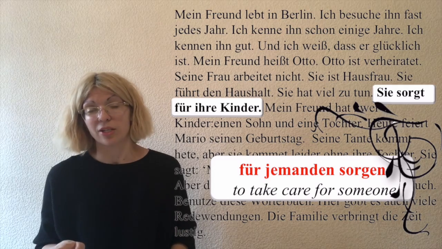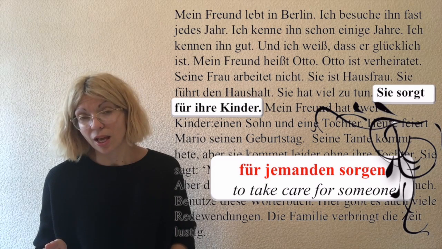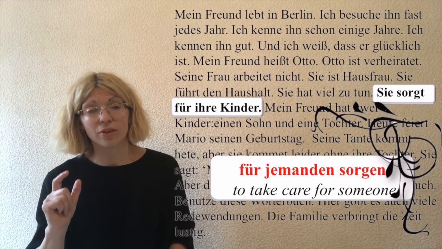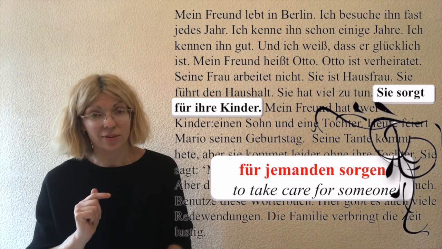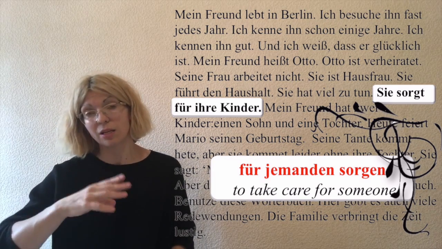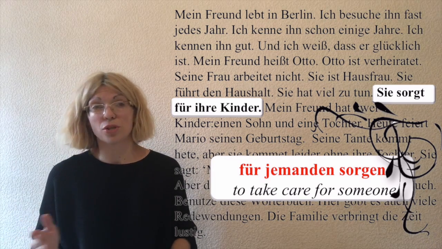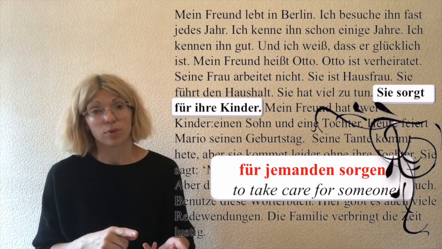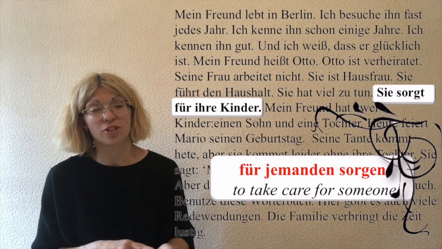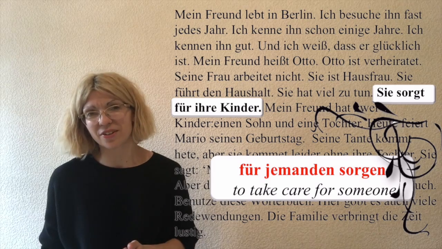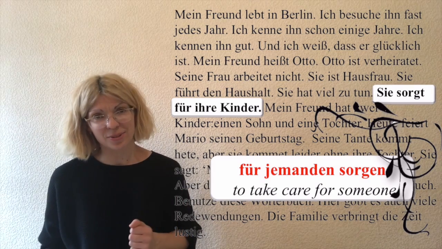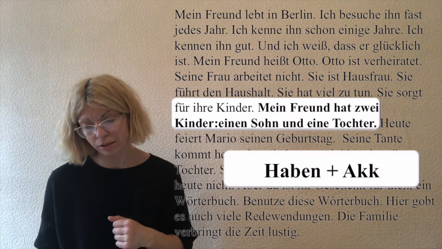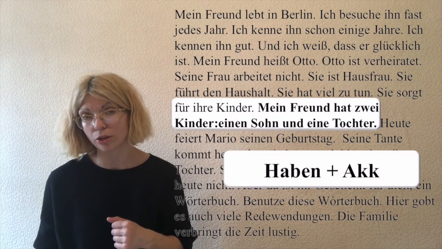Okay? But if it's accusative case, it's a very important thing that even our masculine, say, ein becomes einen and die becomes die. They are not changing for the neuter, for the plural, and for the feminine genders. Okay? I think it's very easy. Well, the next. Mein Freund hat zwei Kinder, einen Sohn und eine Tochter.